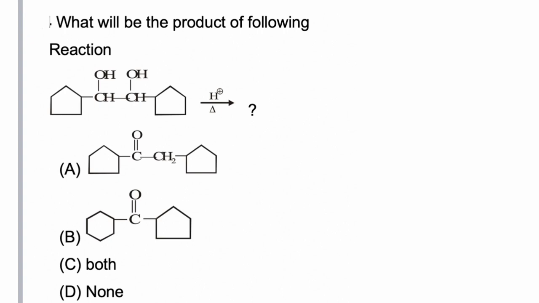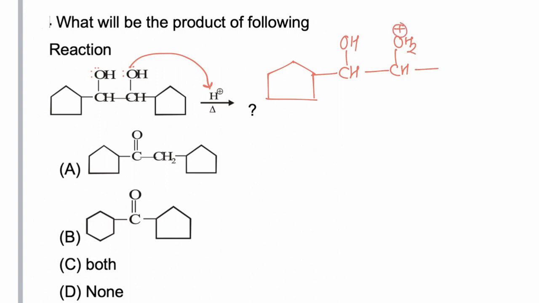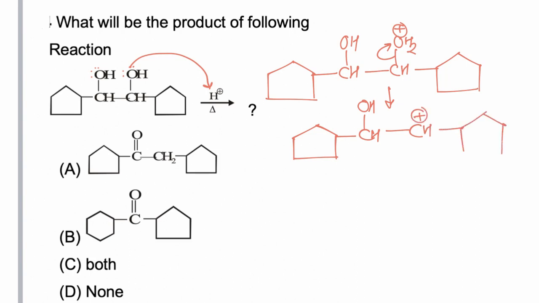In this question we have to find product of pinacolone reaction. Now molecule is pinacol having diol. In acidic medium it will donate lone pair of electron to H positive ion to form oxonium ion first. So CH OH CH OH2 positive will be formed. Now this oxonium ion, after removal of water, will form carbocation. So now carbocation CH, OH, CH positive, and this carbocation is formed.